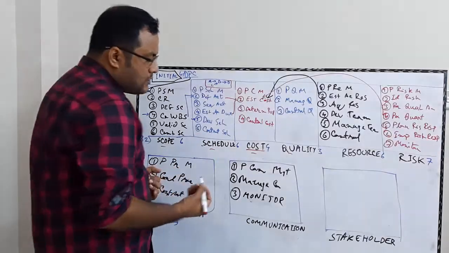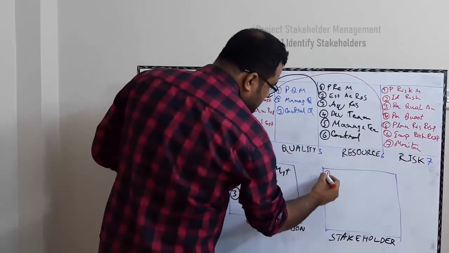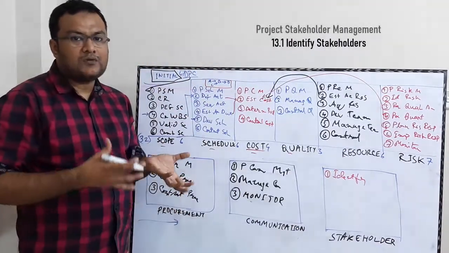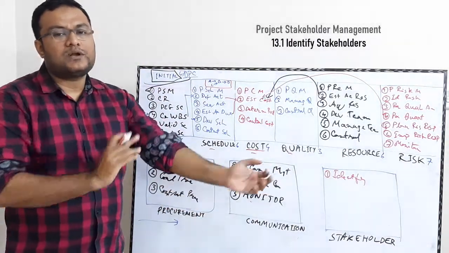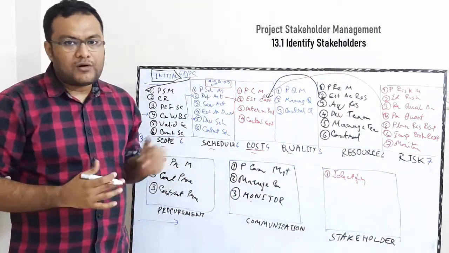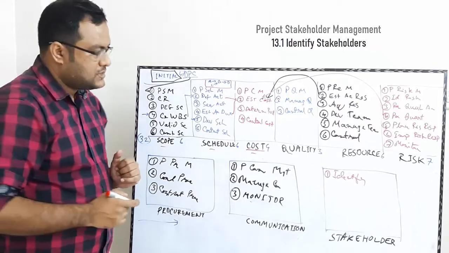So in stakeholder management, you first identify the stakeholders. What are their roles in the organization, how significant they are in the project, what is their authority, power. You do assess that in your identify stakeholder process.